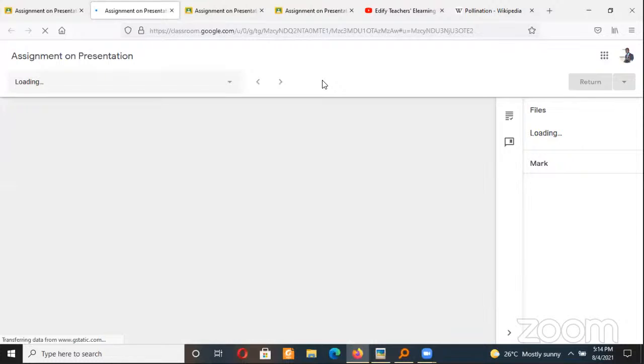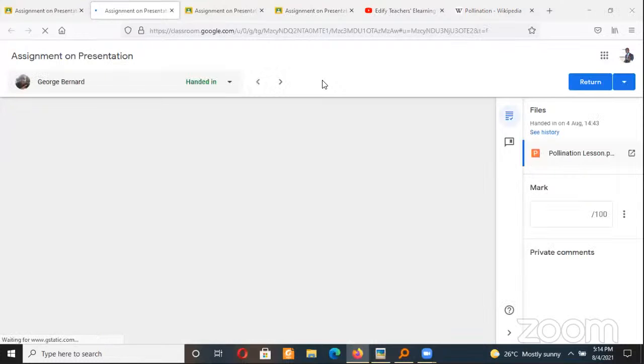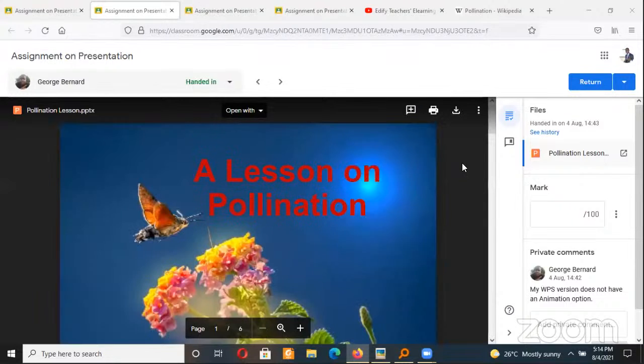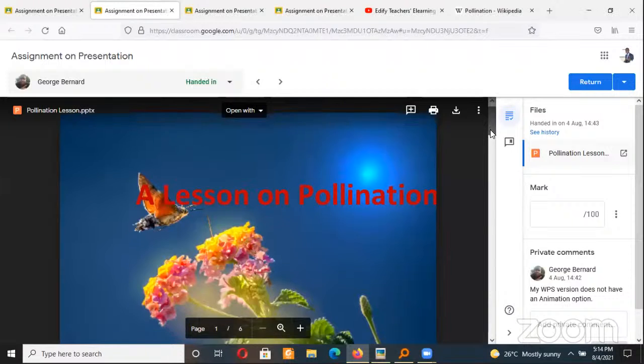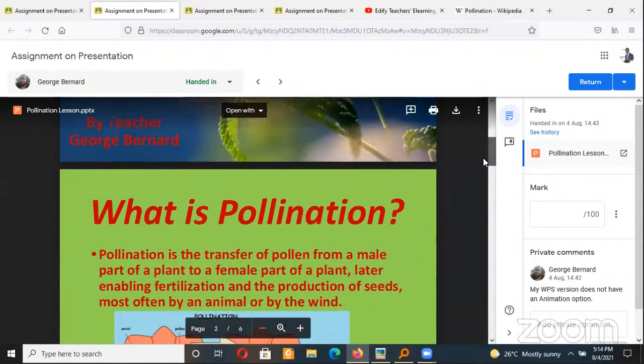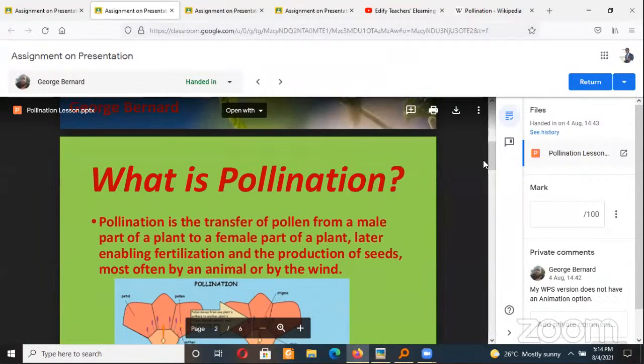Within Google Classroom, these documents open automatically. If it is a presentation, it opens within the work that the student has submitted. You see it here, you mark, you put a mark on the side. So let us look at George Bernard's work. George Bernard, lesson on pollination by teacher George Bernard. So you see, we are many teachers here learning, but some of us, when they put an assignment on Google Classroom, we don't bother.